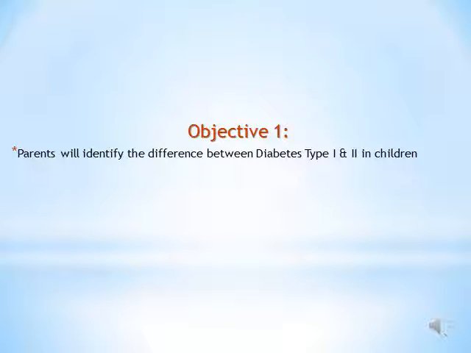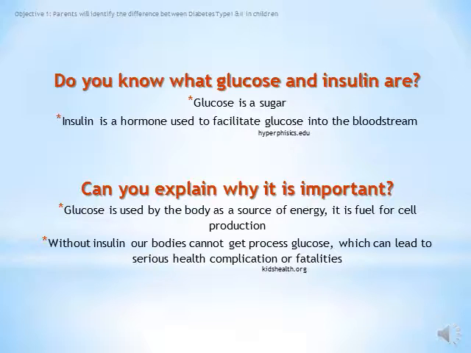Objective 1. Parents will identify the difference between diabetes type 1 and type 2 in children. What is glucose and insulin? After we eat, our bodies break down the foods to obtain the nutrients that are necessary to keep our bodies functioning. Glucose is a carbohydrate and considered to be the most important sugar in the human metabolism process.